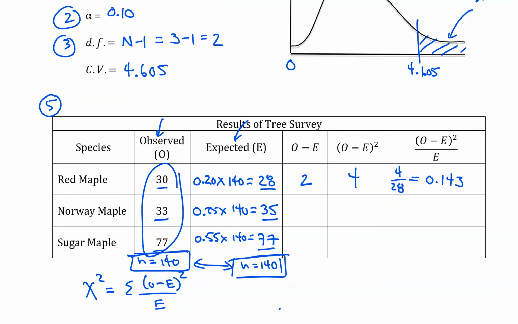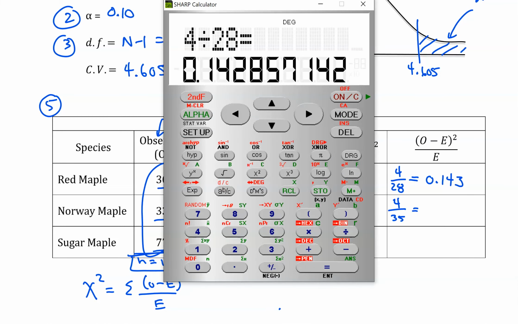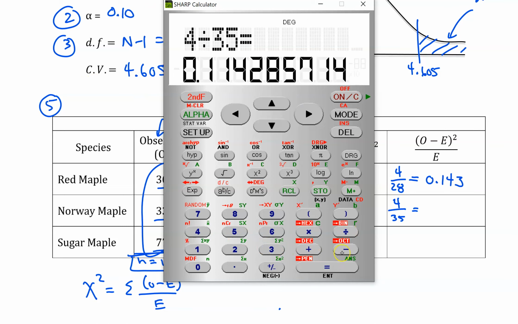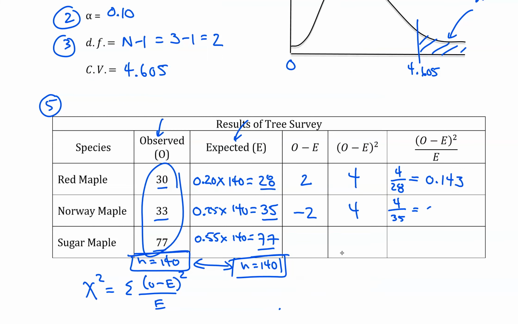Now the next one, 33 minus 35 gives me a -2. -2 squared gives me a +4 again. 4 divided by, in this case, 35 gives me 0.114. And then finally, sugar maples. So 77 minus 77 gives me 0. 0 squared gives me 0. 0 divided by 77 gives me 0.